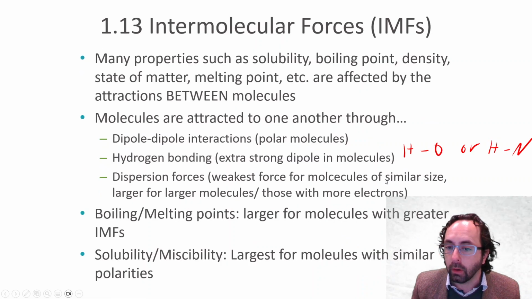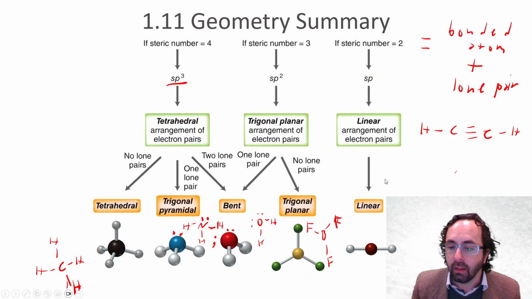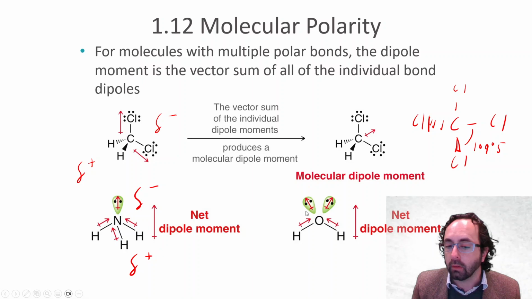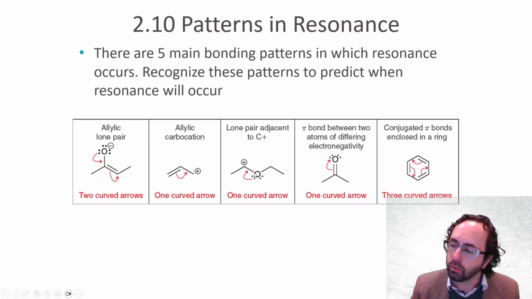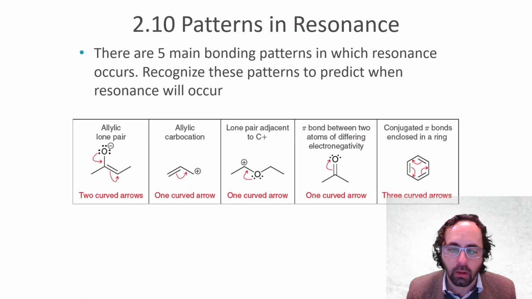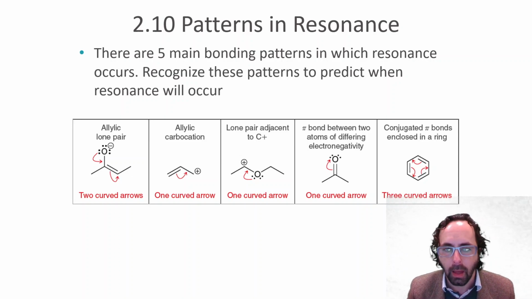And if we go back to our diagram here, we see that the geometry is in fact trigonal planar, sp2 hybridized with a steric number of 3 and no lone pairs. So these are not tetrahedral. These are both sp2 hybridized trigonal planar because of the delocalization of those electrons. And in order to spot situations in which electrons will be delocalized, you will want to look for these resonance patterns. These are the 5 main resonance patterns.